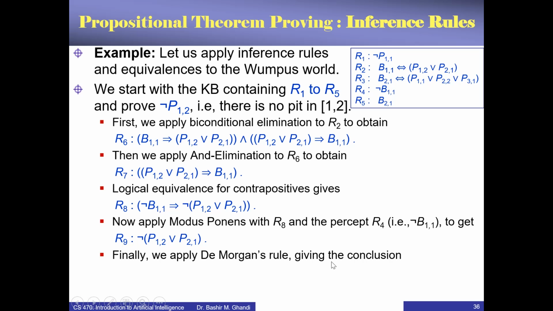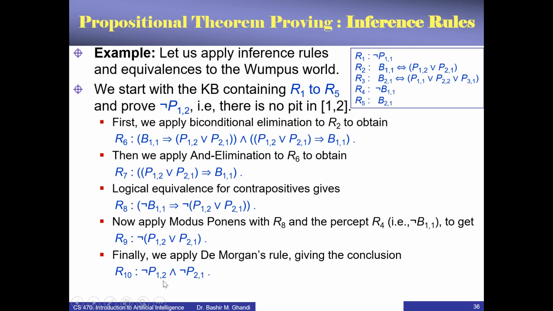Okay, so applying De Morgan's rule, you remember De Morgan says if you have a not and you pass it across, then you just have to change the symbol. If it is AND, it becomes OR. If it is OR, it becomes AND. So we have R10, which is not P12 and not P21.